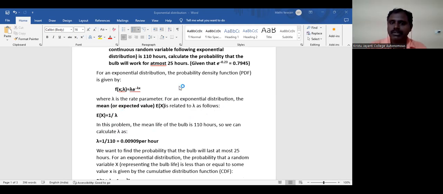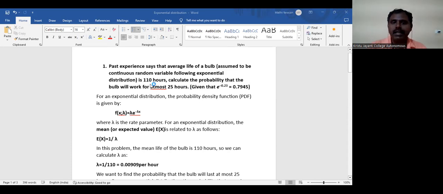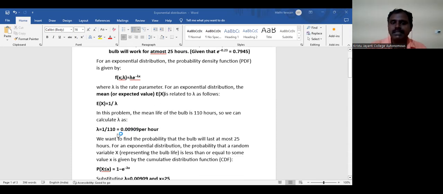The probability density function for an exponential distribution is denoted by f of x semicolon lambda equal to lambda into e to the power minus lambda x, where lambda is the rate parameter. In the same way, the mean formula is E of x equal to 1 by lambda. In this problem, they gave the mean life of the bulb as 110 hours. The average life of a bulb is 110 hours, which means the E of x value here is 110.